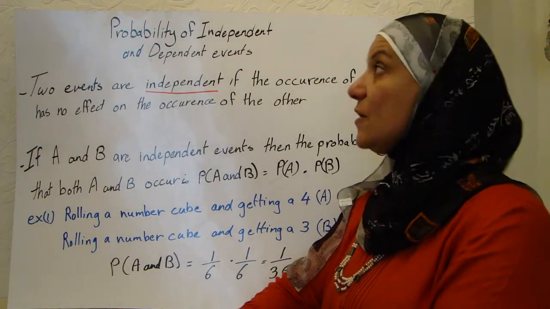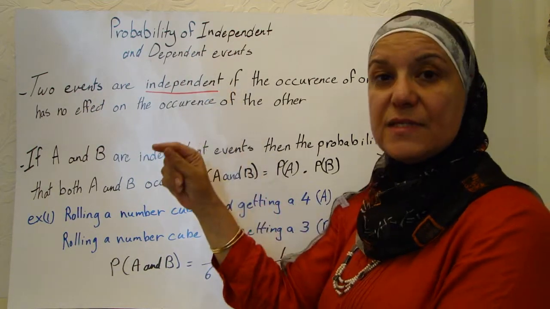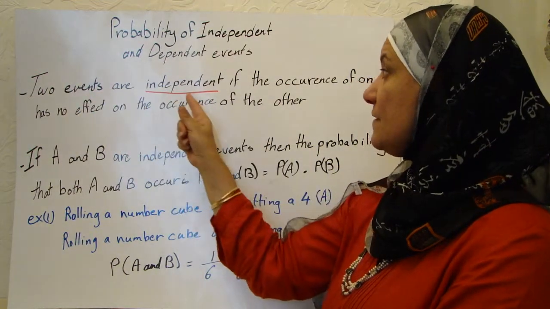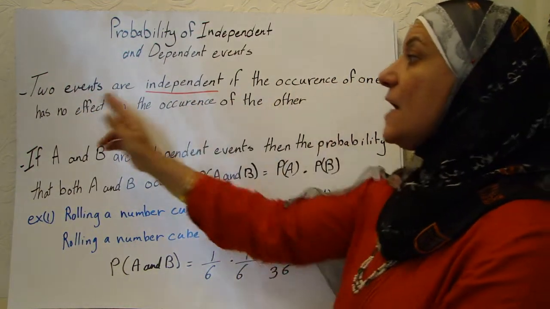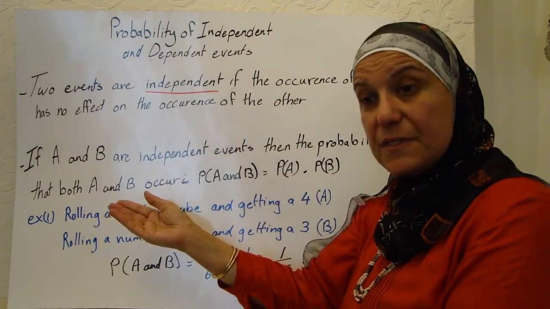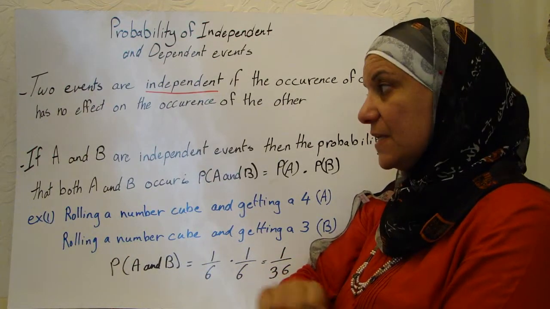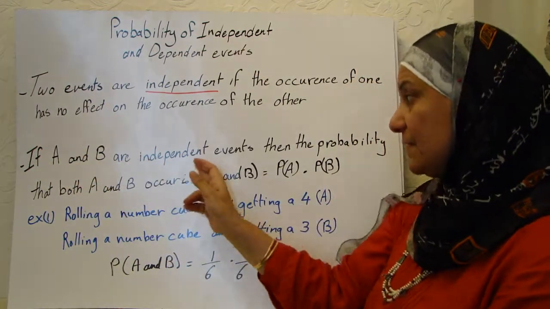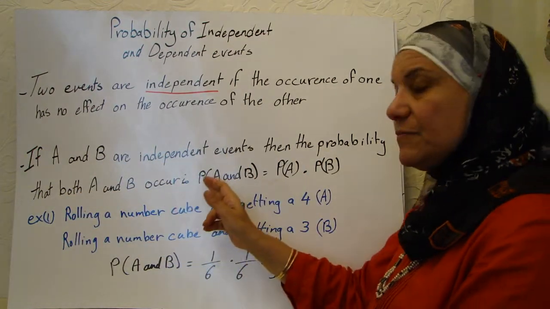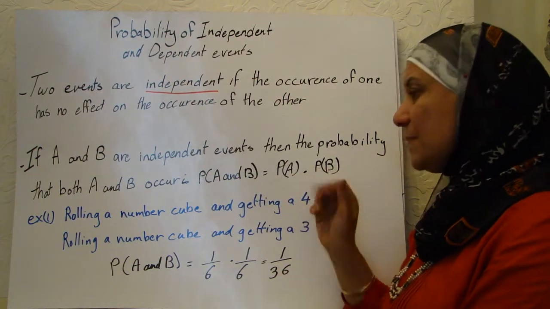Today we're going to speak about probability of independent and dependent events. When can we say that those events are independent? Two events are independent if the occurrence of one has no effect on the occurrence of the other, which means that if one happens, that doesn't have to do anything with the other event happening. If A and B are independent events, then the probability that both A and B occur is probability A and B equal probability A multiplied by probability B.